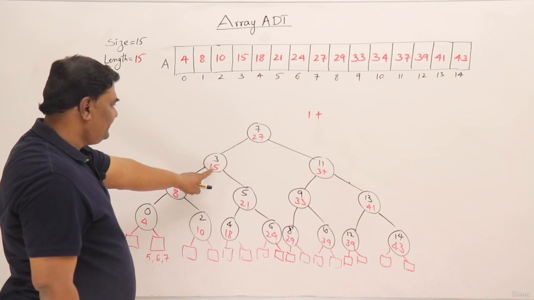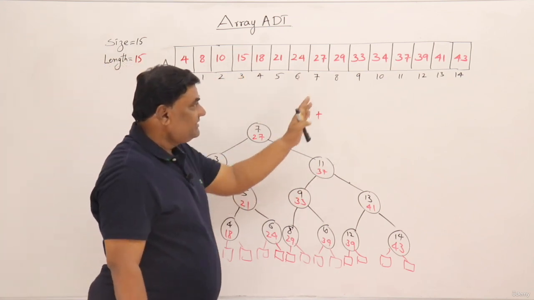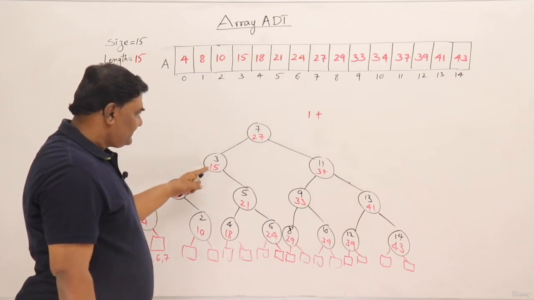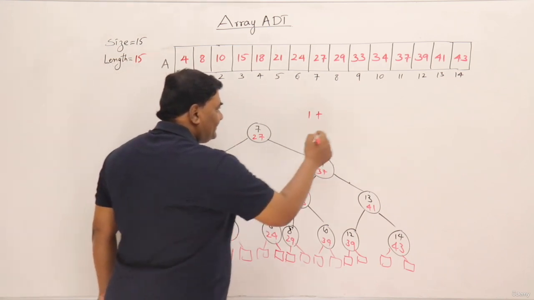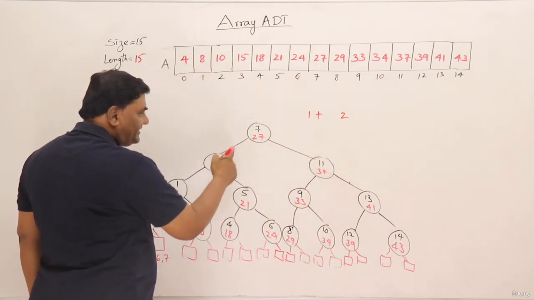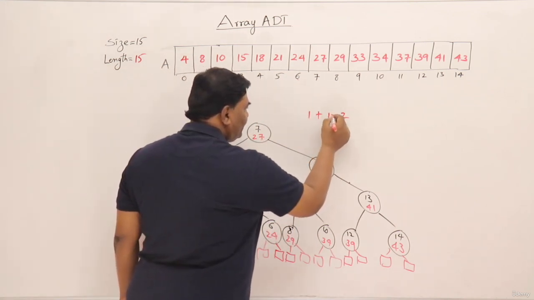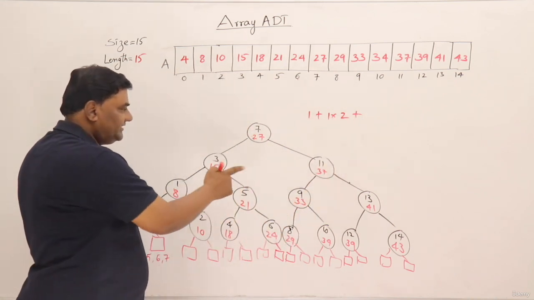Then the next case is this one. I may be searching for 15, which is in the middle of the left sublist, or 37, which is the middle of the right sublist. So I may be searching this one or this one. So two cases. How many comparisons are required for these two elements? One comparison required for each. So I have included both, 1 into 2.